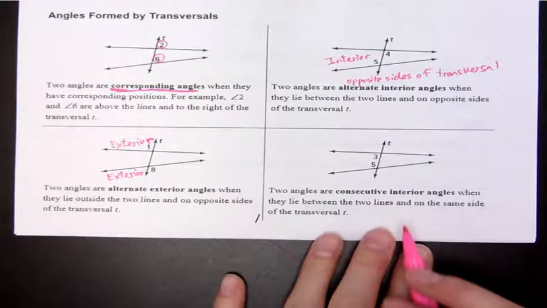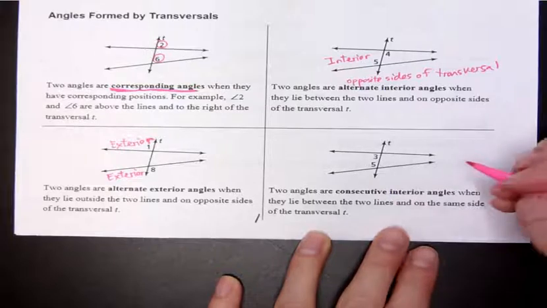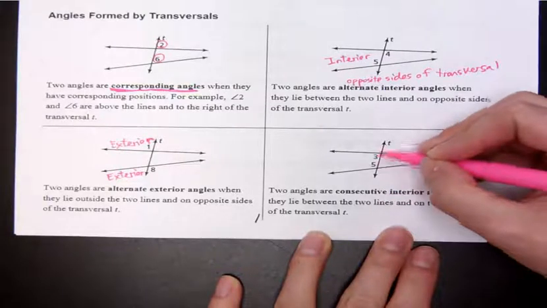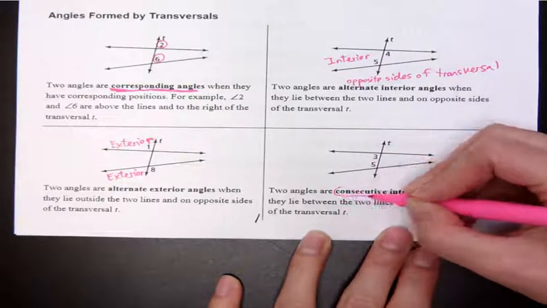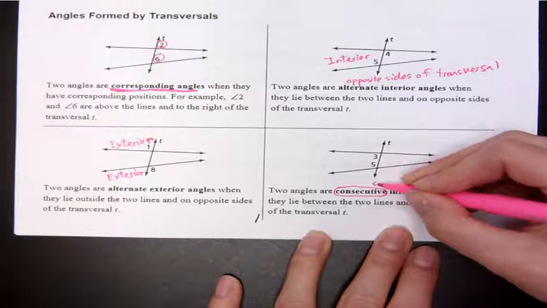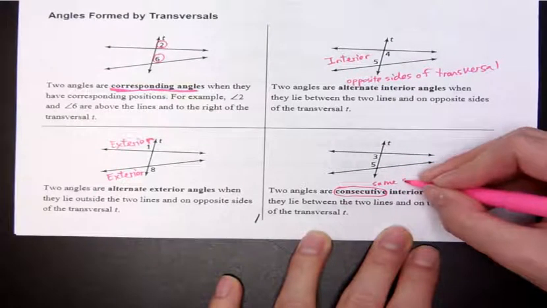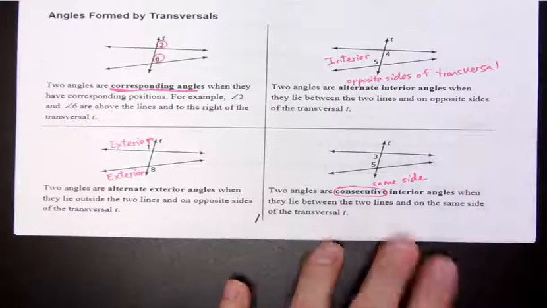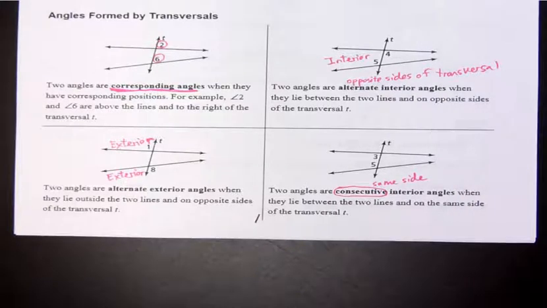Okay, consecutive interior angles is when they're inside and on the same side. So consecutive means like beside each other. These are also sometimes called same side interior. You'll see it sometimes both ways, consecutive interior or same side interior. So once you have that, flip to the next page.